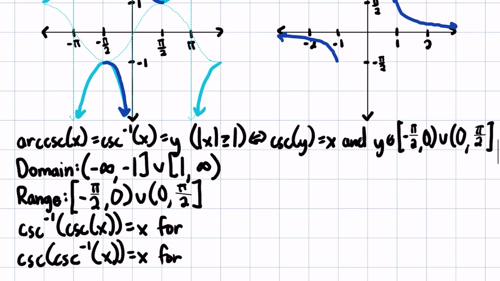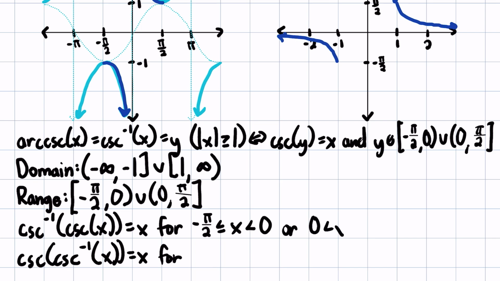Arccosecant of cosecant of x is x for x in the range, so that's going to be for x greater than or equal to negative pi over 2 and less than 0, or greater than 0 and less than or equal to pi over 2. And then cosecant of arccosecant, those cancel out for x in the domain. So that's for x less than or equal to negative 1 or x greater than or equal to 1.